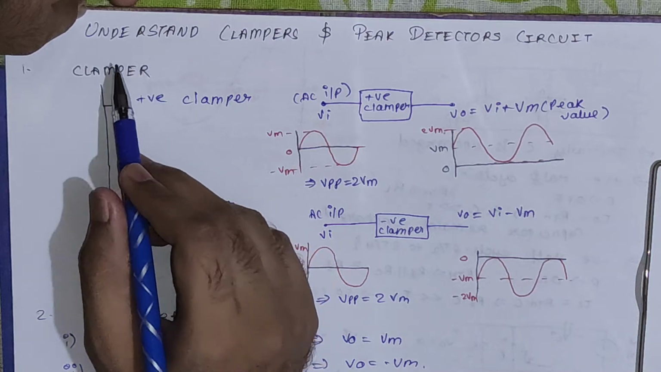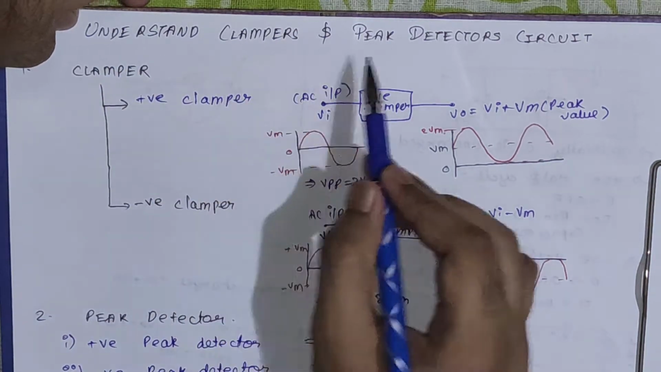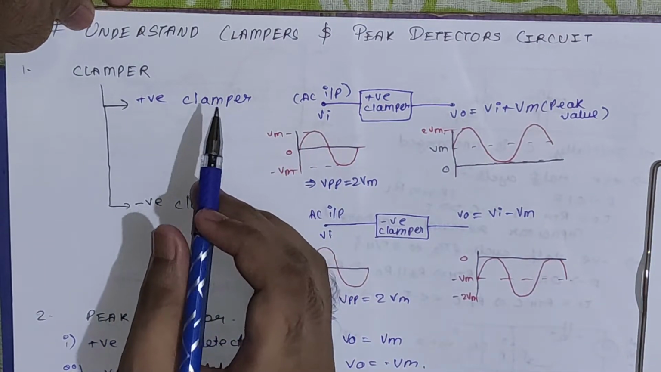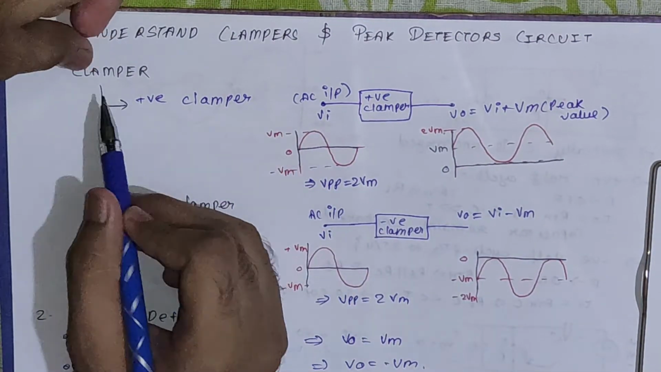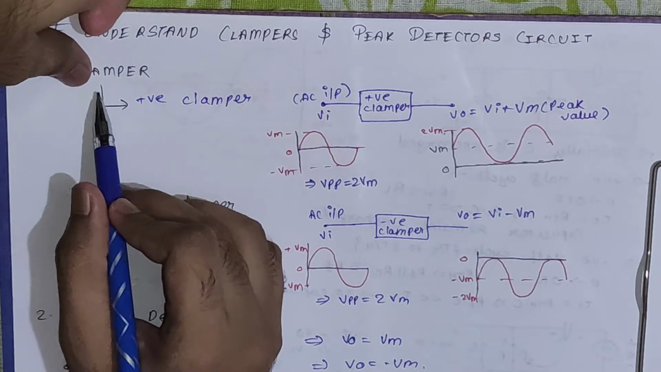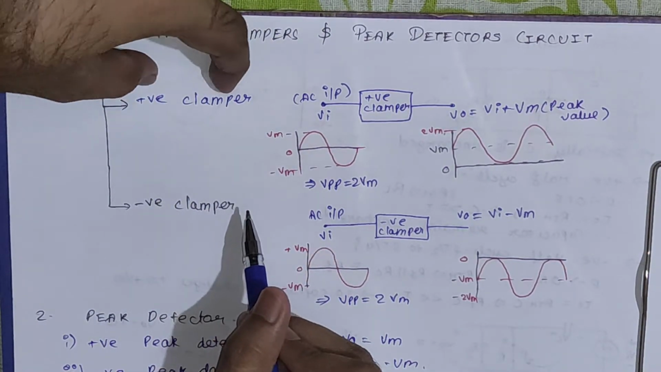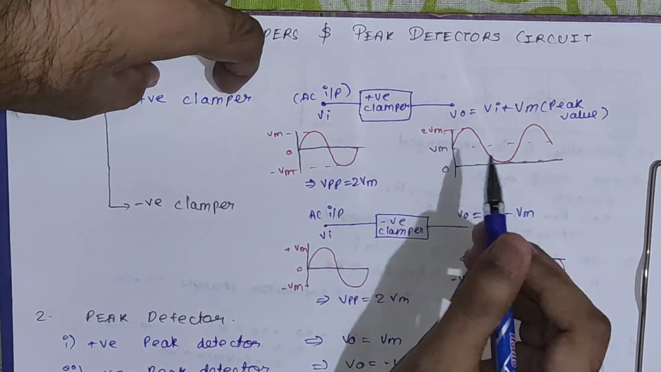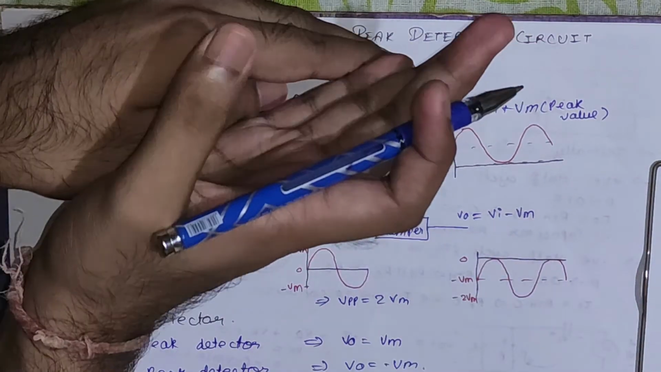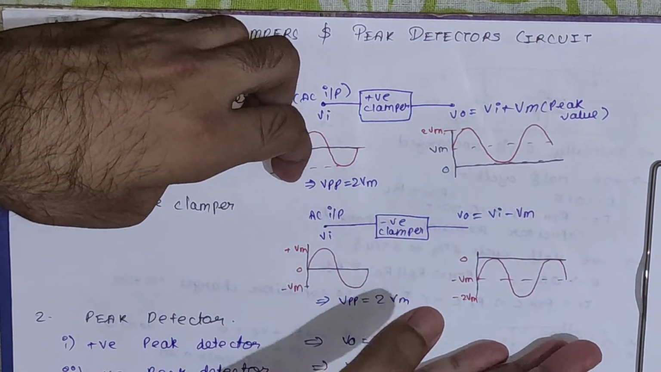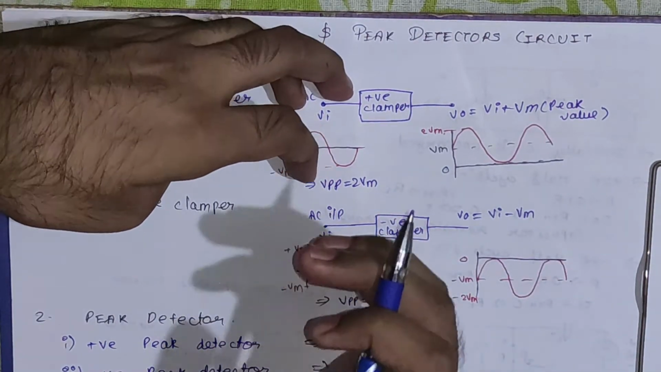Hello friends, today we are going to see how we can understand clampers and peak detector circuits in a few minutes. So let's start with the very basic concept that we know. We know that a clamper is divided into two types: it can be a positive clamper or a negative clamper. For a positive clamper, the output waveform will shift upwards, and for a negative clamper, the output waveform will shift downward. Basically, the clamper shifts the DC level.